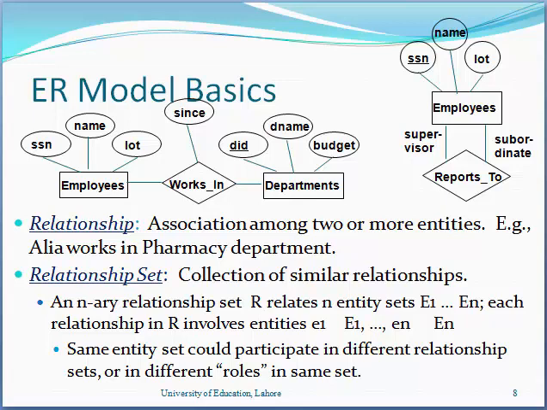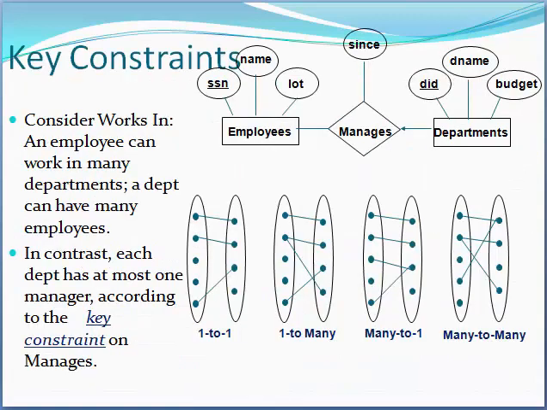Next, you can see key constants of the entity relationship model. Like these are the relations you can see in the figure. Like consider works in: an employee can work in many departments.